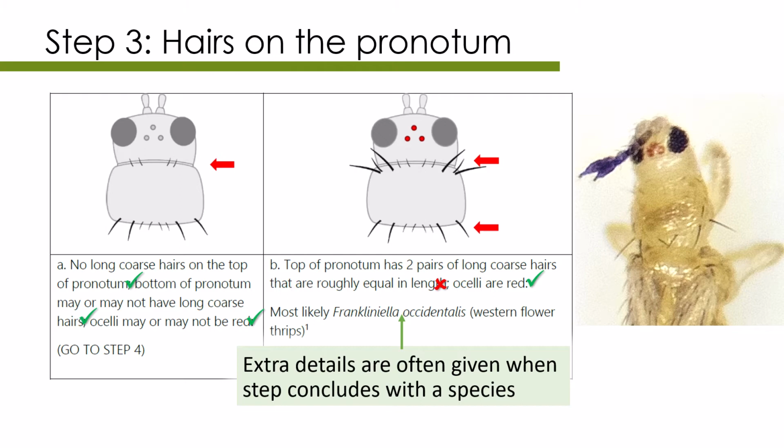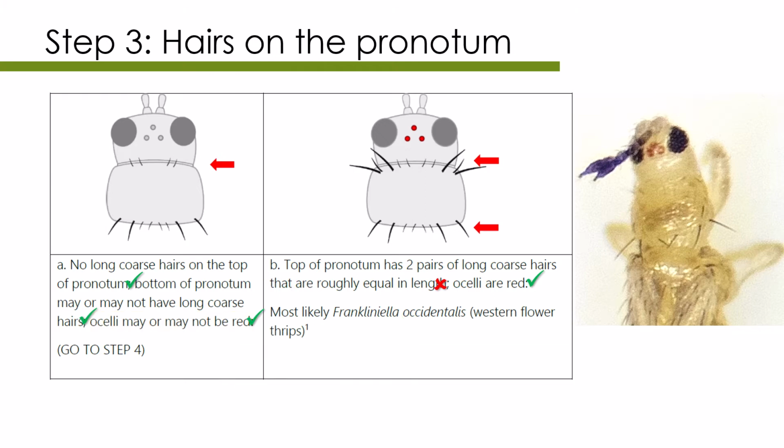All Western flower thrips have red ocelli. However, not all thrips with red ocelli are Western flower thrips. So we've included this may or may not statement in option A to tell you that you cannot use the presence of red ocelli alone to distinguish between options A and B. In this step, the first sentence of these descriptions was the main feature that differentiates the 2 paths. The other 2 statements are just adding clarification. For our mystery thrips, all of the statements in option A are true, but not in option B, so we can proceed to step 4.